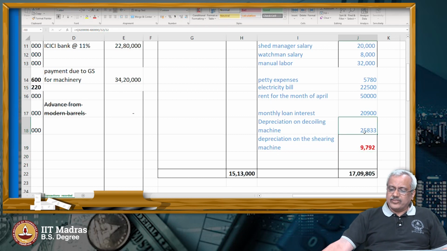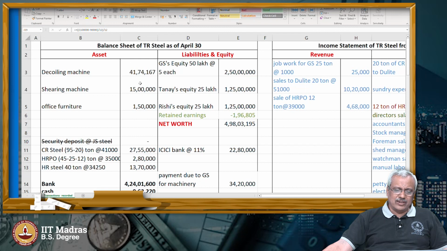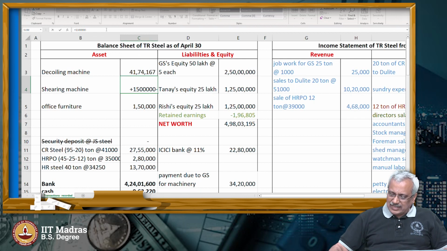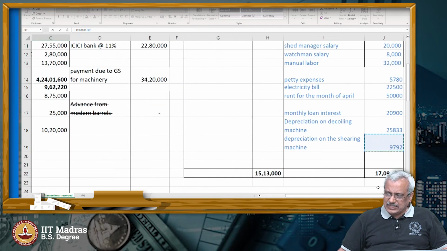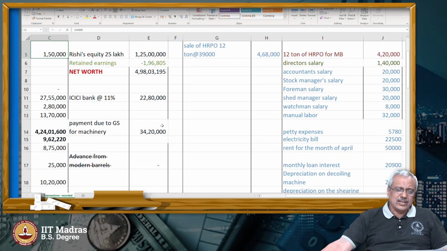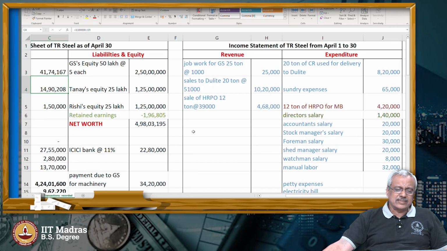So, per month the depreciation of that is about 9792. What is the value of the machinery? The value of the machinery is 15 lakhs. Now, that value as of the 30th, I have enjoyed, I have utilized the machine to this extent. So, the value of the machine is only so much.